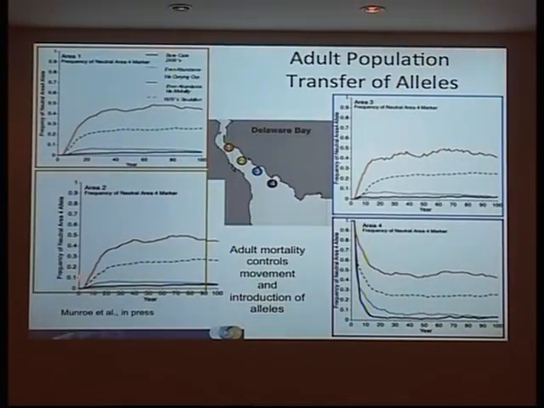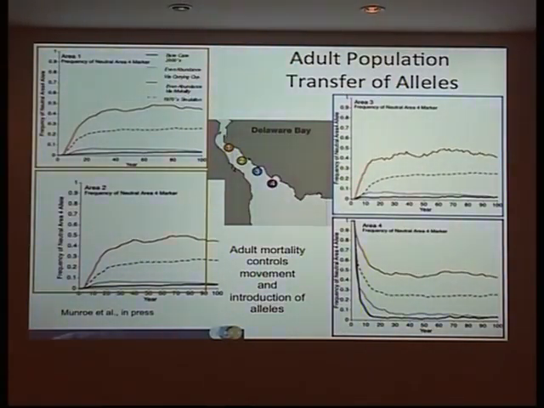Find out that, yeah, they're actually pretty good at getting these traits introduced into the population. The reason is that the adult mortality is what's controlling this, because the adult mortality determines how many adults there are to make the larvae. All right, so this is an important part of what goes on in these phase.